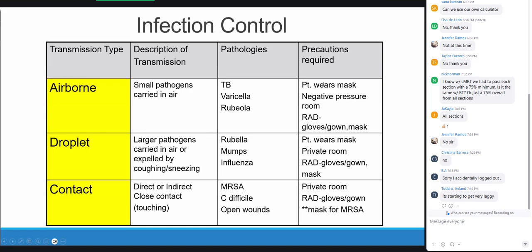So with infection control, the transmission type here on this chart, the airborne, droplet, or contact, the description of that transmission, the different pathologies, and precautions required for those different infections. Good chart to make flashcards from.